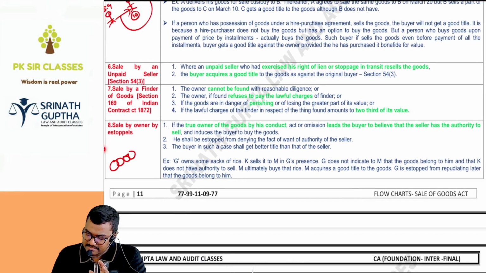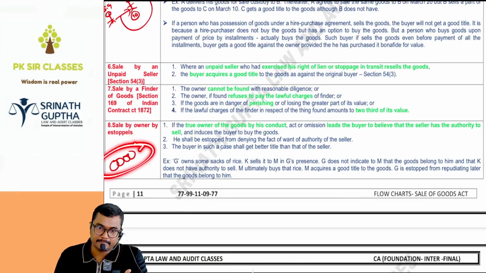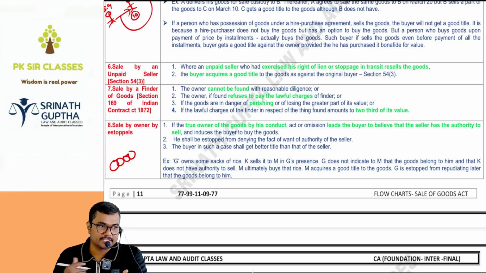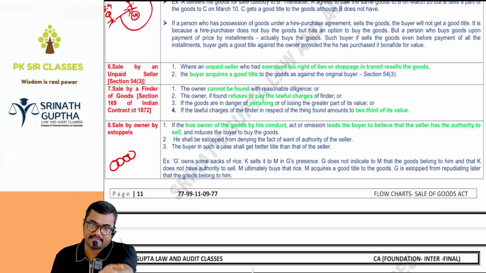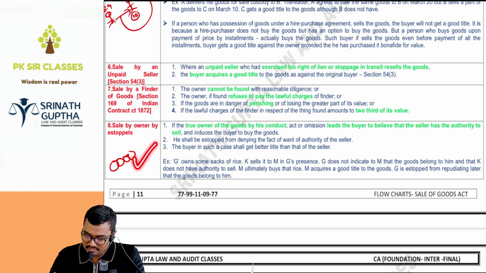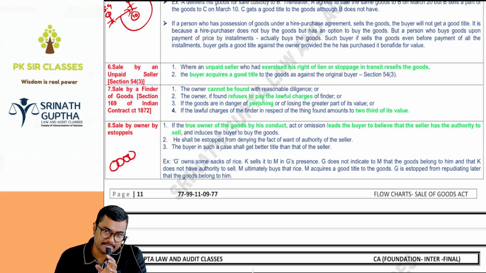Last one: sale by owner by estoppel. So which car is this? Audi car. Whose car? SG's car. But before me, my friend Sahiti is selling to Rajani. Sahiti said to Rajani, it's my car. Even Sahiti doesn't have the ownership. Rajani will get the ownership because it is a sale by estoppel.